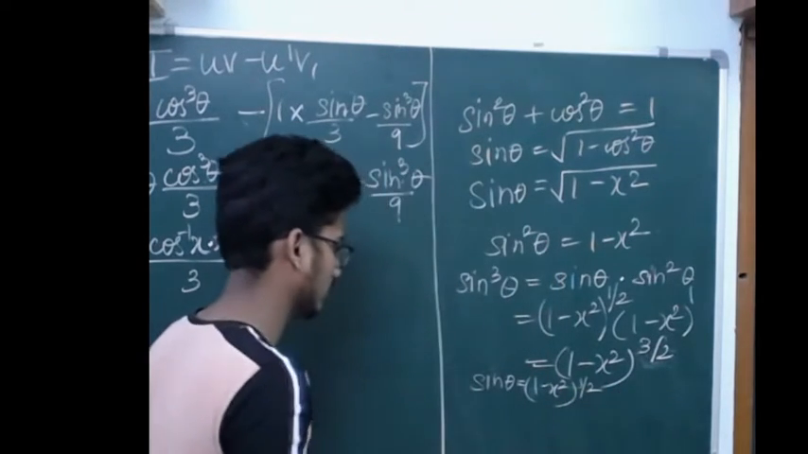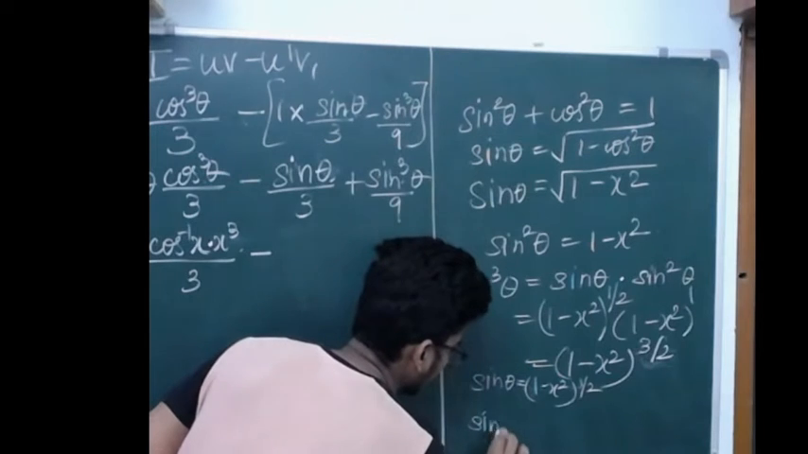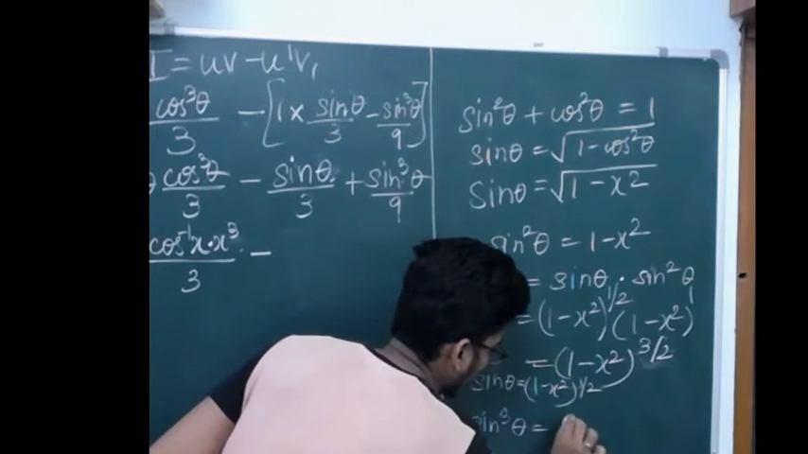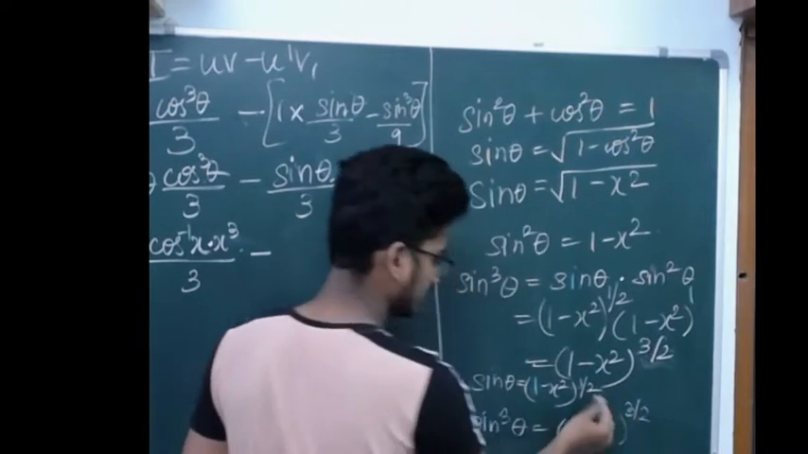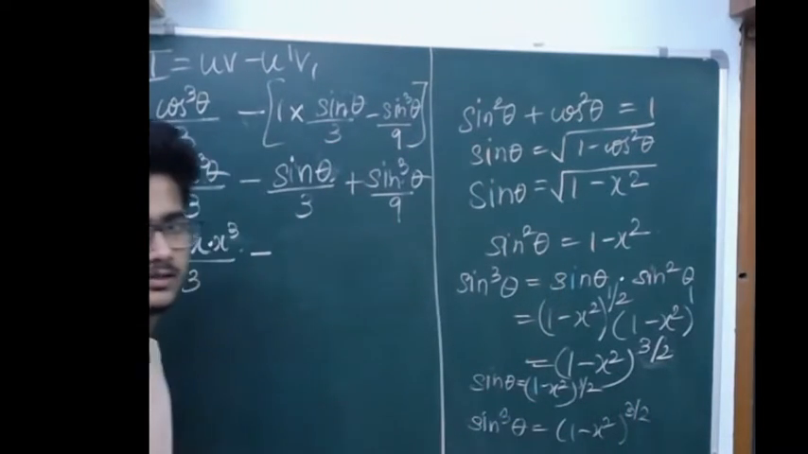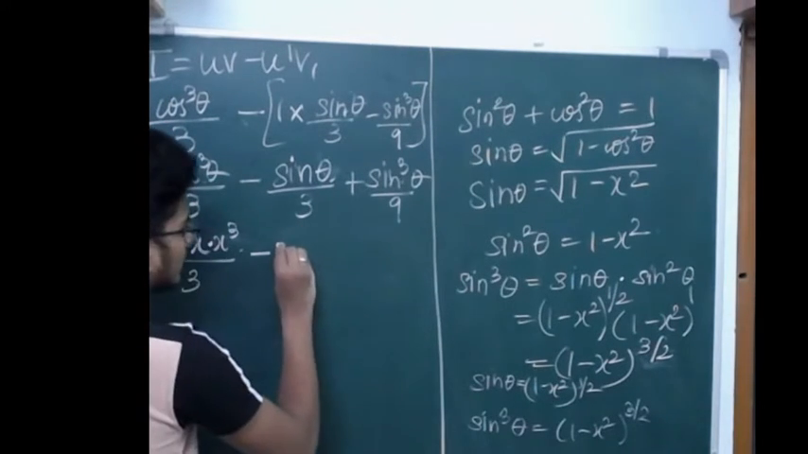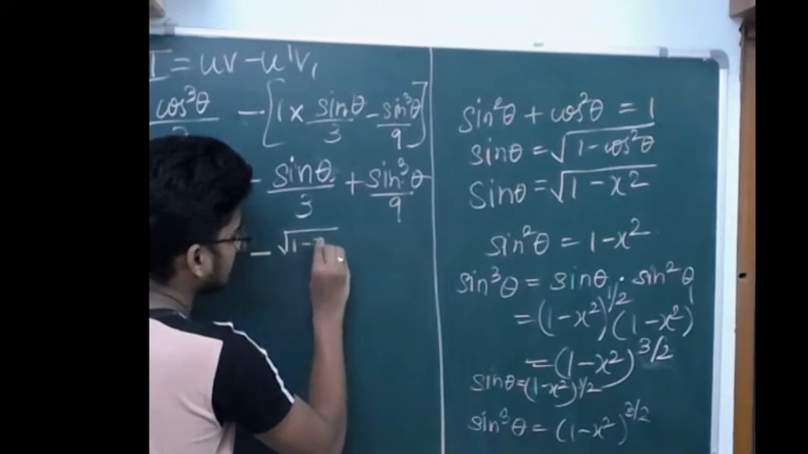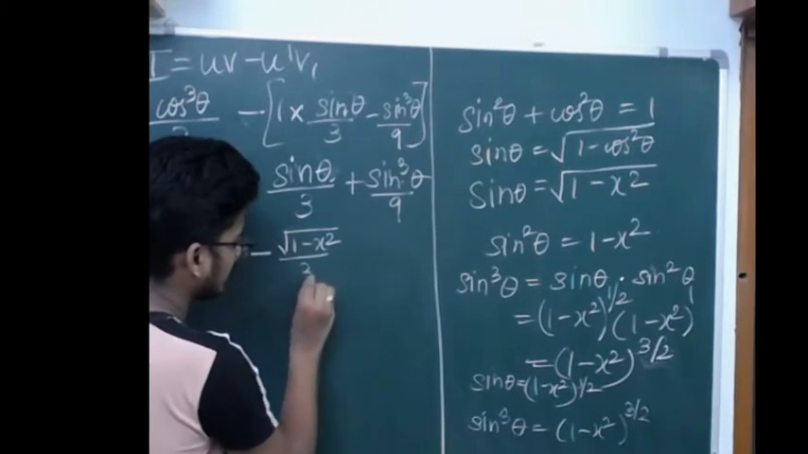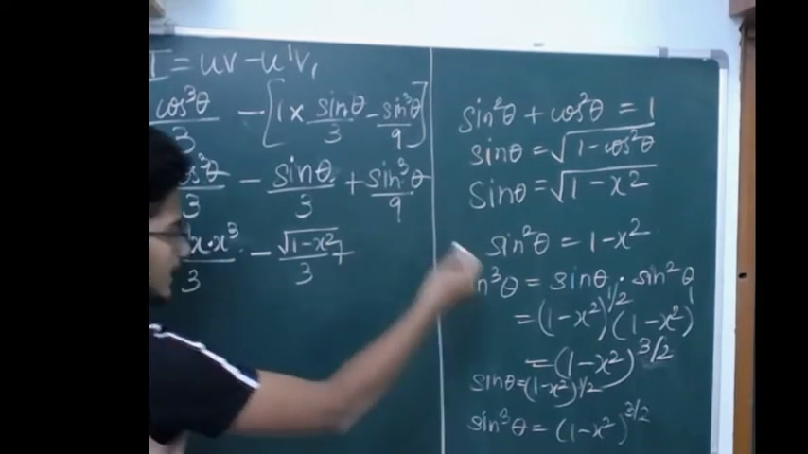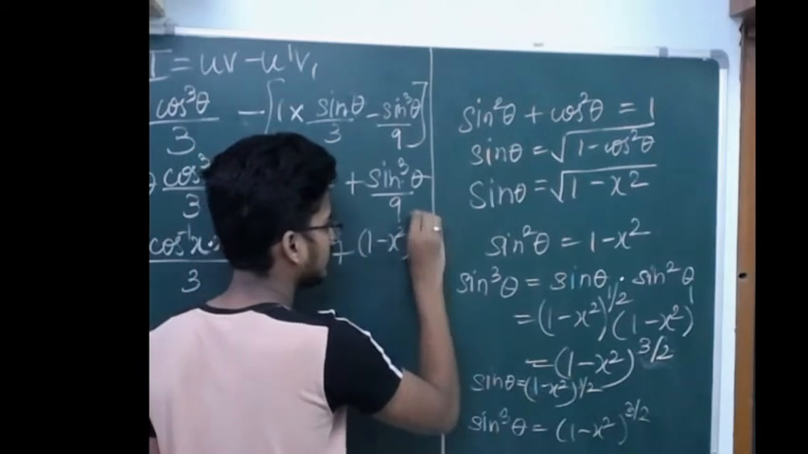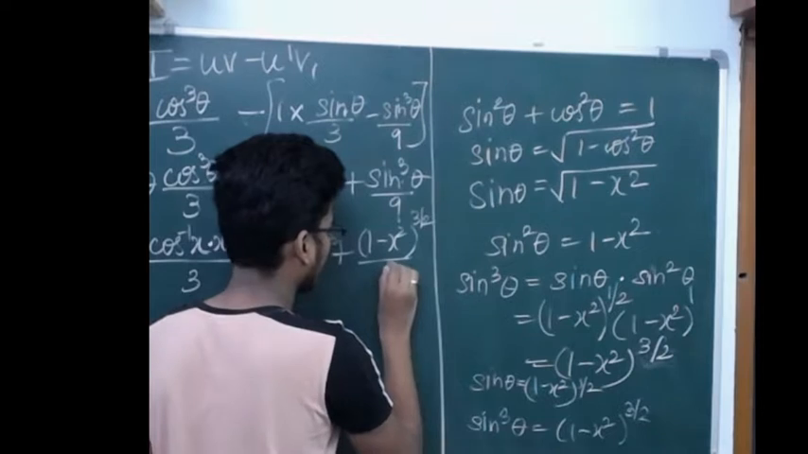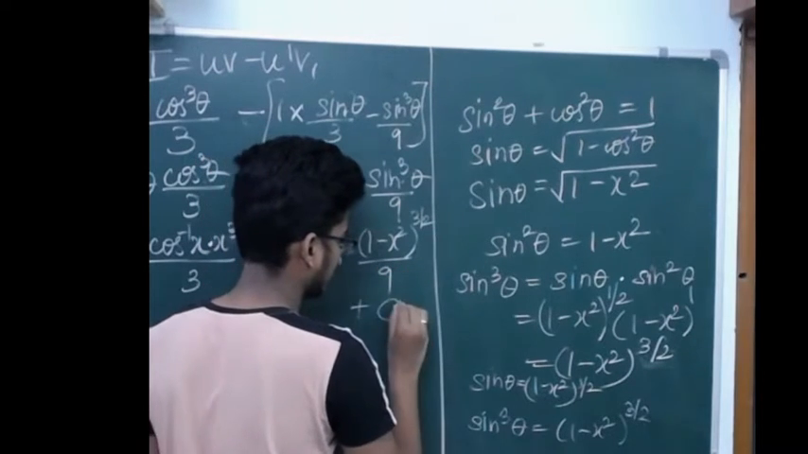Yes, sir. Cubing on both sides, sin cube theta is equal to 1 minus x square the whole power 3 by 2. Okay, sir. Done. So the integral of sin theta is root of 1 minus x square divided by 3, plus sin cube theta is 1 minus x square the whole power 3 by 2 divided by 9, plus arbitrary constant c.